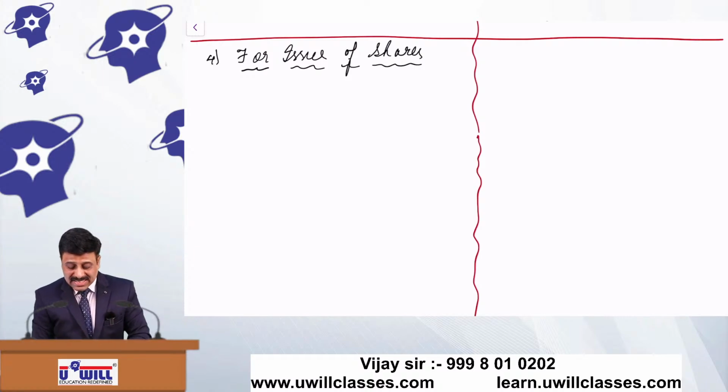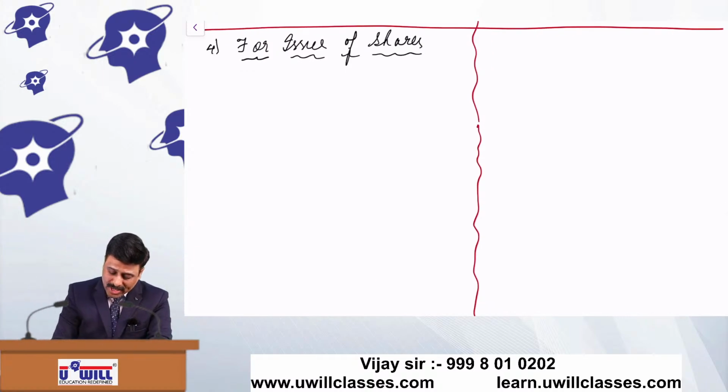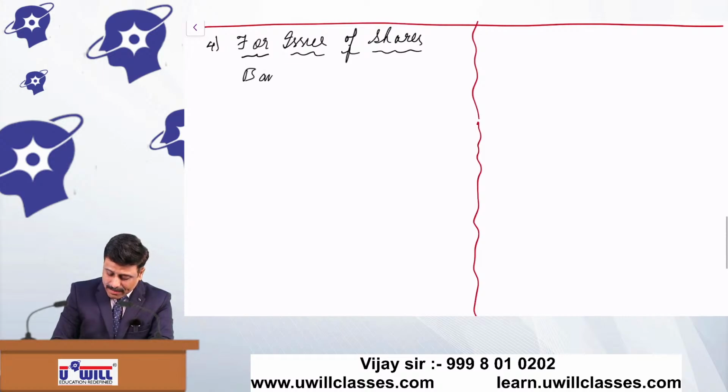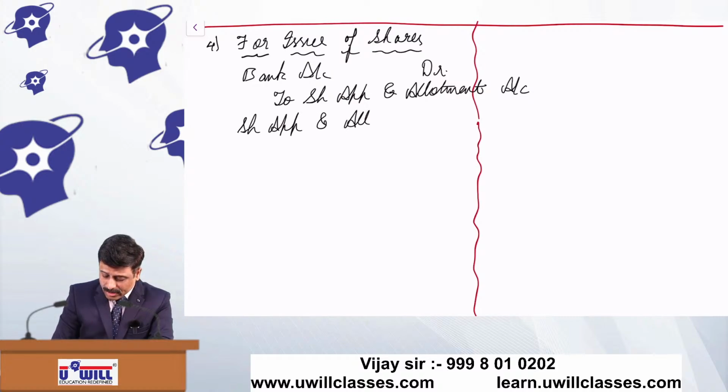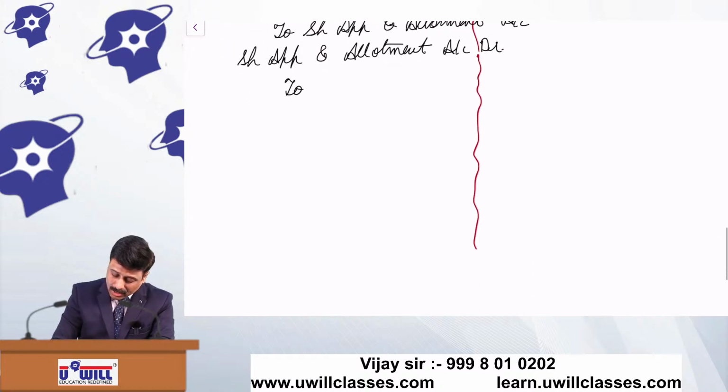If you issue the shares in public, then normal entry, what we have been studying earlier, two entries will come. Bank is the receiver, debit the receiver, bank account debit, and temporarily we transfer the money to share application and allotment account. In second year you must have studied this entry. And second entry, share application and allotment account debit. Okay, I'm talking about full lump sum money, entire 10 rupees called in one go. Then share application and allotment account debit to share capital account.